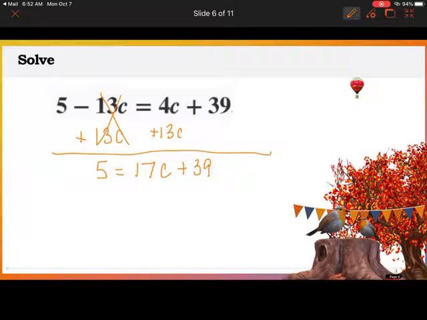Now I'm going to subtract 39 to get my constant on the other side. That's going to be a negative 34 equals 17c. Divide by 17, divide by 17, and negative 2 equals c.